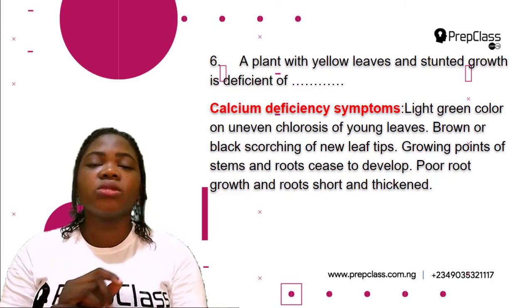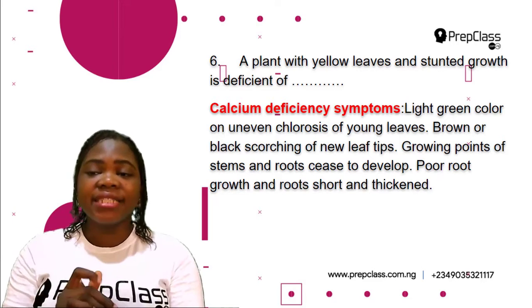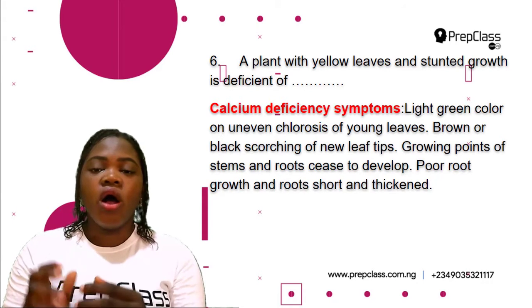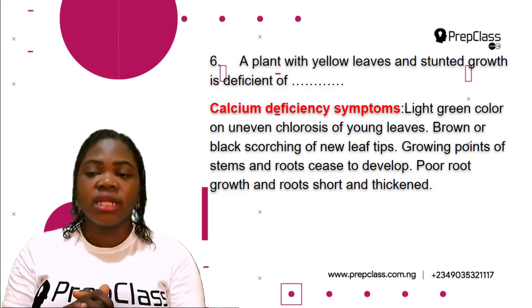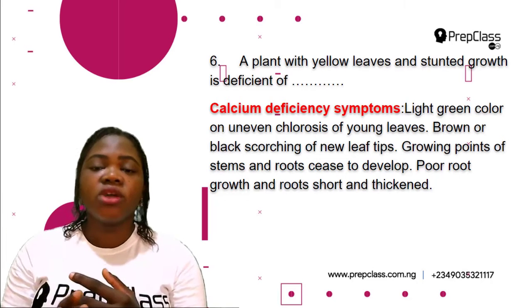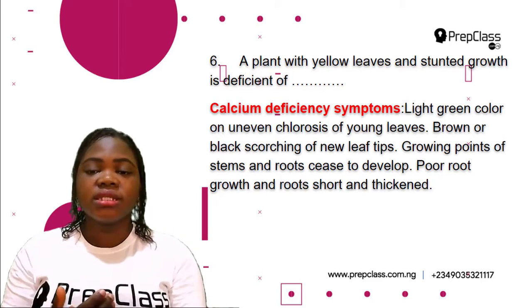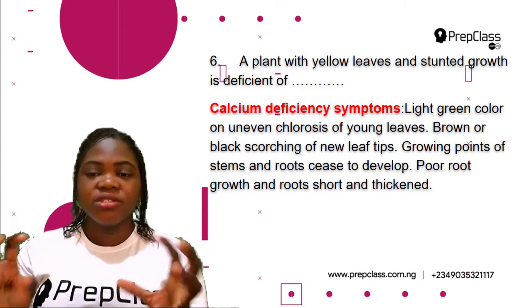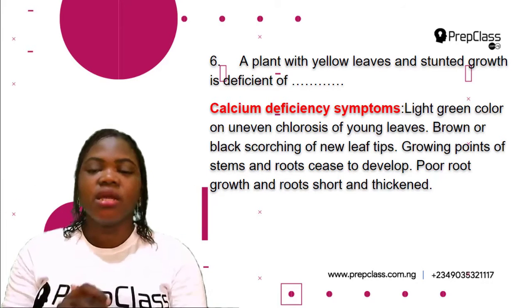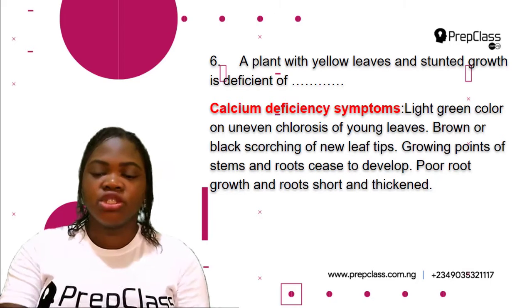Okay, then the last one is calcium deficiency symptoms. What are the symptoms of calcium deficiency in plants? There will be a light green color or uneven chlorosis of young leaves, brown or black scorching of new leaf tips, growing points of stems and roots cease to develop, poor root growth, and roots short and thickened. So these are all the symptoms of the deficiency of nutrients in the options.